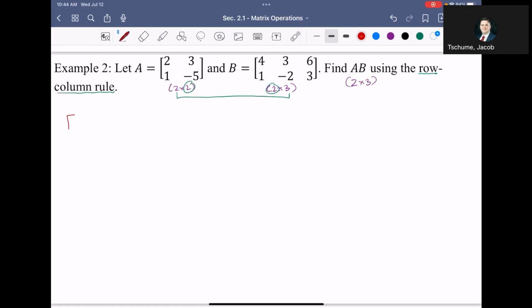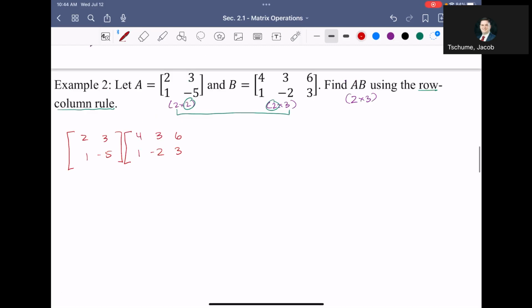Now let's set up what we call the row column rule. 2, 3, 1, negative 5. We are going to multiply that by 4, 3, 6, 1, negative 2, 3. The reason they call it the row column rule is that we are going to use the rows of the first matrix and the columns of the second matrix to generate our final answer. I already know that my final answer is going to be in a 2 by 3 form, so I'm going to draw a matrix that mimics that form.